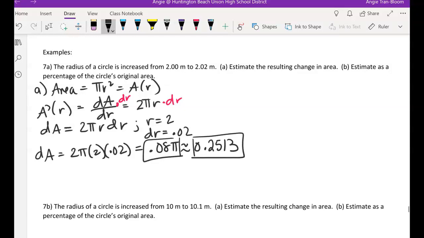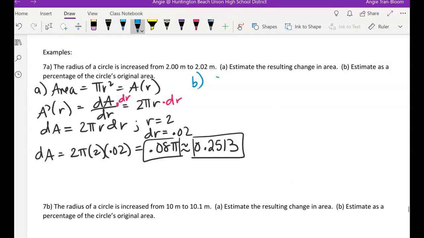I can write a complete sentence for all of that in a little bit, but right now let's just work out the numbers. At the end, I'm going to write a complete sentence for both parts. B: estimate as a percent of the circle's original area.